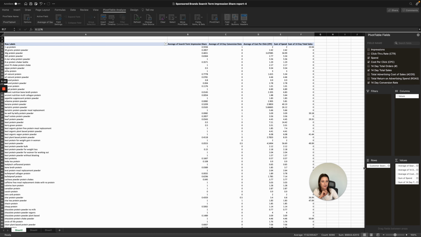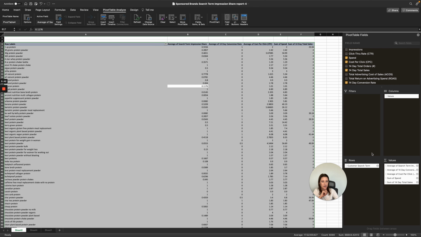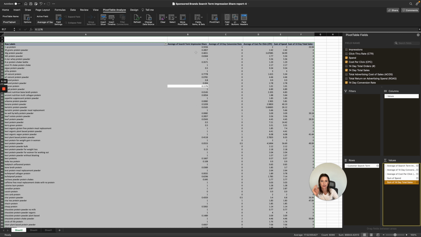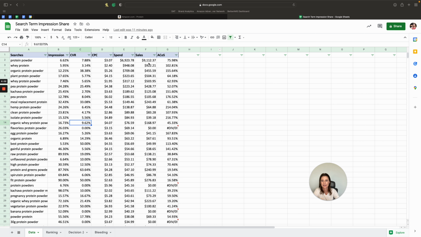I do average search term impression share. I do conversion rate, CPC, sum of spend, sum of sales, and then I go in, push the little info button, make sure I have averages applied so I can get an aggregate of all the data again. And then because I just don't love Excel, again, I'm not very good at this, I copy the data and add it to Google Sheets because that's typically where I operate when I'm running any form of analysis.